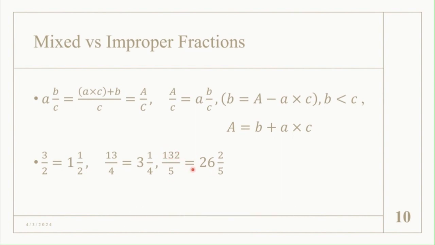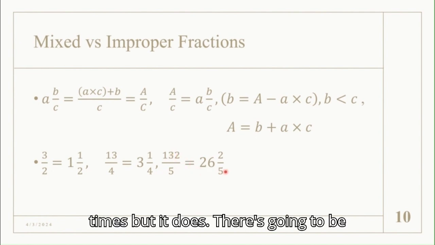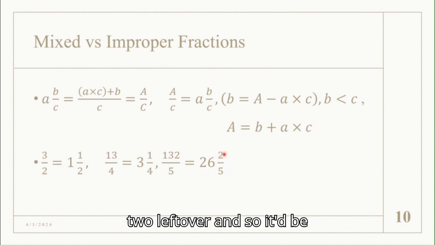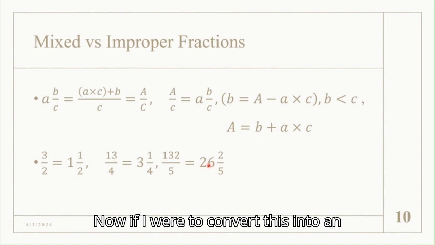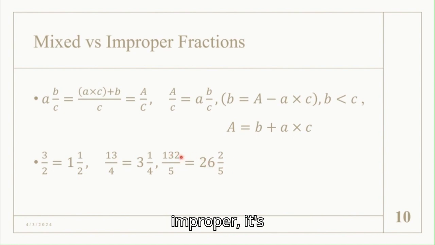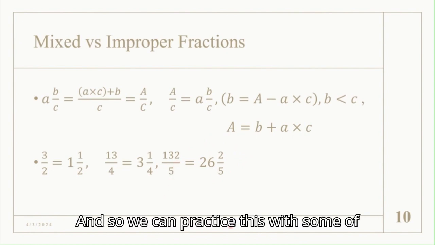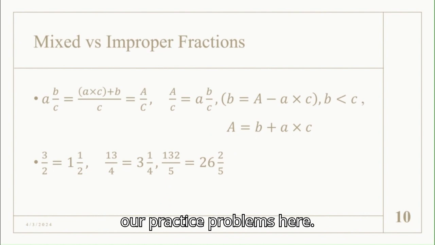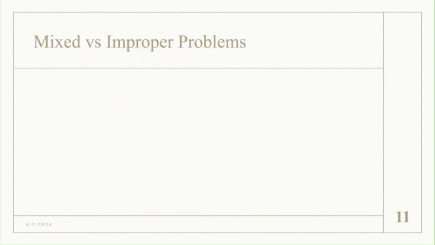And lastly, for our final example, for a large number of wholes, let's say 5 into 132, or 132 divided by 5. I know that 5 goes into 130 26 times. But there's going to be 2 left over, and so it'd be 26 and 2/5. Now, if I were to convert this into an improper, it's 26 times 5 plus 2. That's 130 plus 2 divided by 5, 132 over 5. And so we can practice this with some practice problems here.